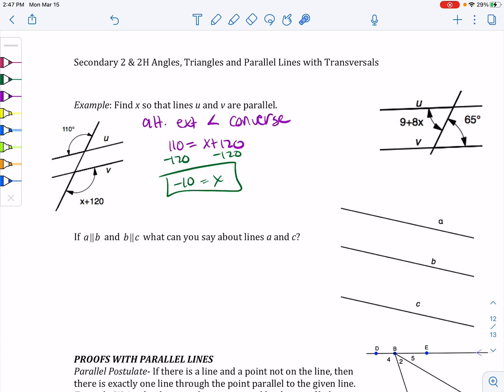Now, if I plug in negative 10, that doesn't make our angle negative. It just makes this turn to 110. So if our x value is negative 10, then we know that u and v are parallel lines.